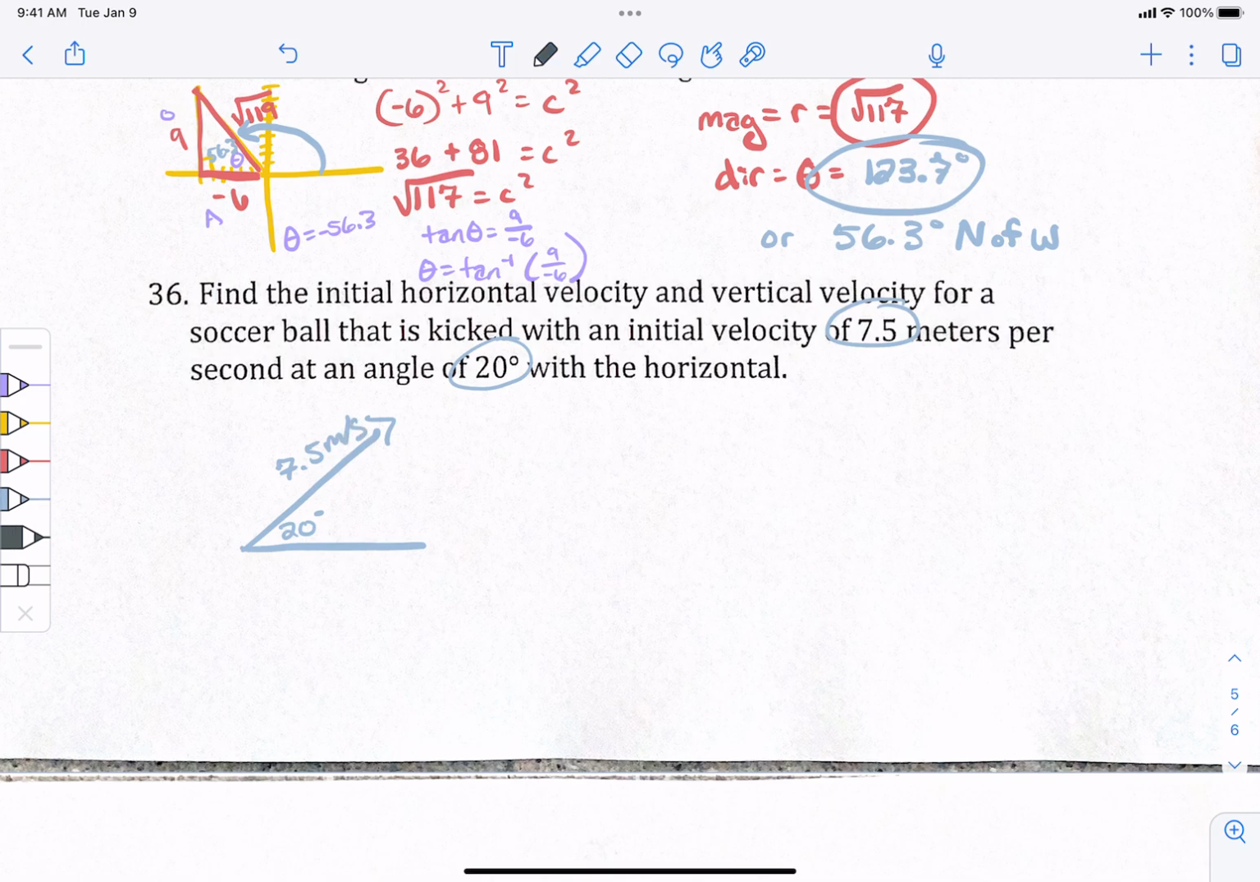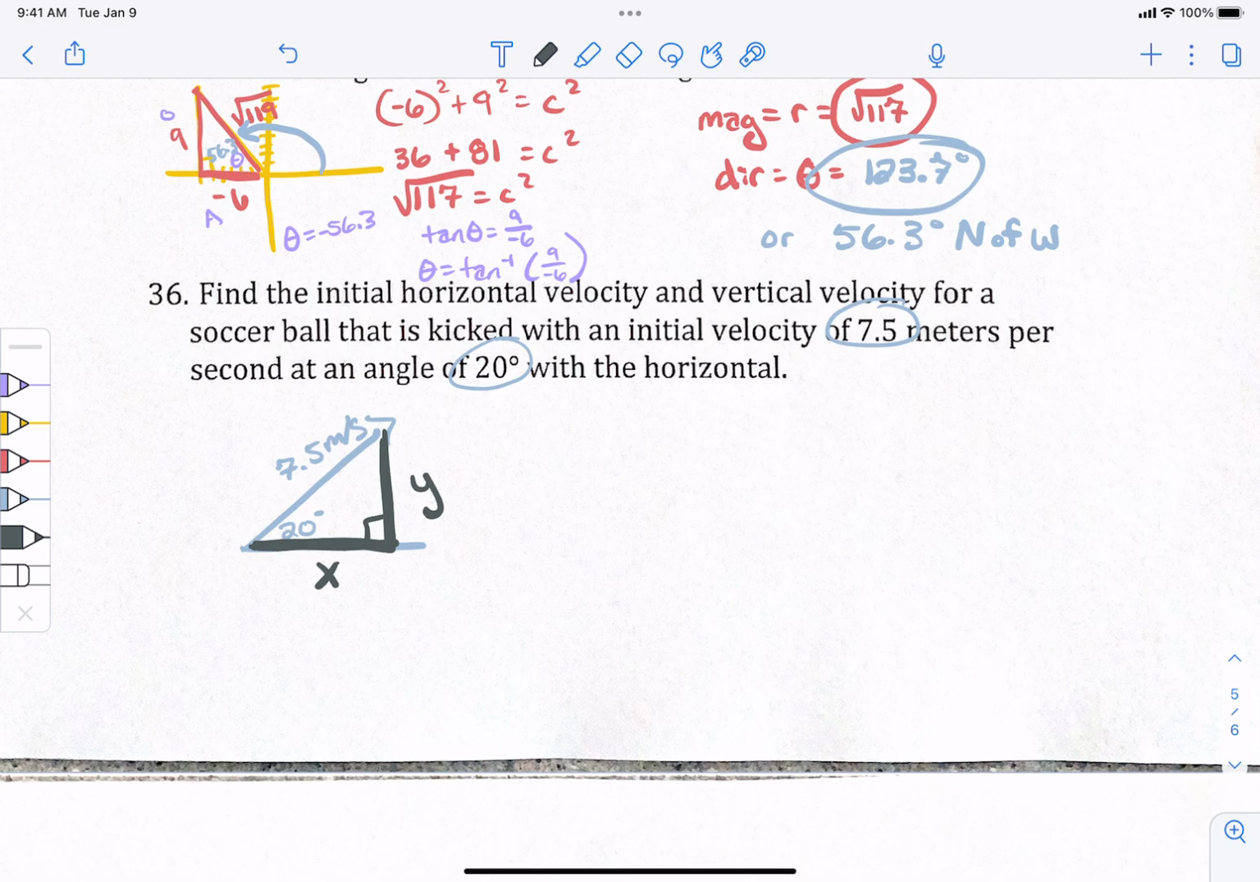Now they're saying, what is the horizontal velocity and what is the vertical velocity? So we'll call this X and we'll call this Y. All you're doing is solving for X and Y by using SOHCAHTOA, because this is a right triangle. So horizontal velocity, vertical velocity. It's like how fast is it traveling upward and how fast is it traveling horizontally.